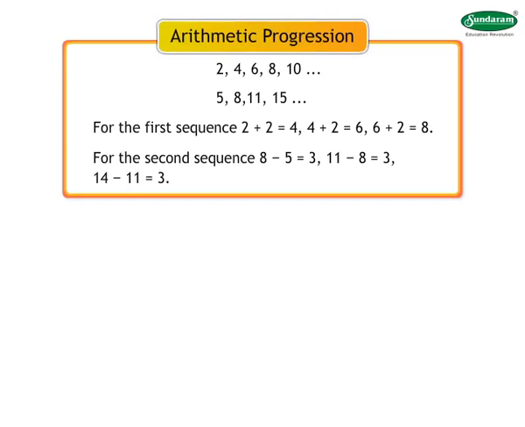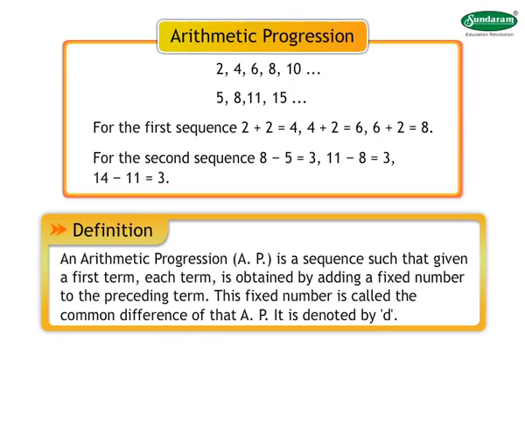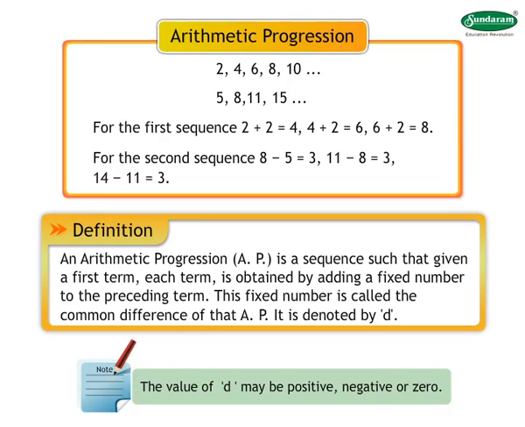The formal definition of an arithmetic progression is as follows. An arithmetic progression, or AP, is a sequence such that, given a first term, each term is obtained by adding a fixed number to the preceding term. This fixed number is called the common difference of that AP. It is denoted by D. The value of D may be positive, negative, or 0.